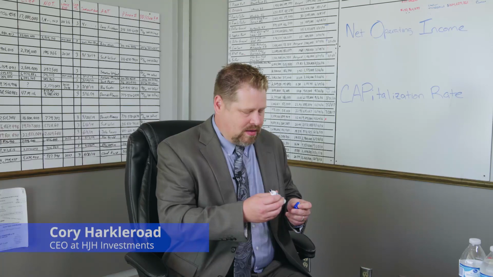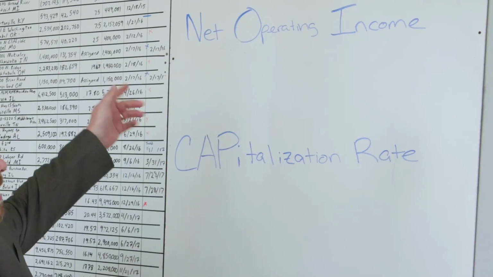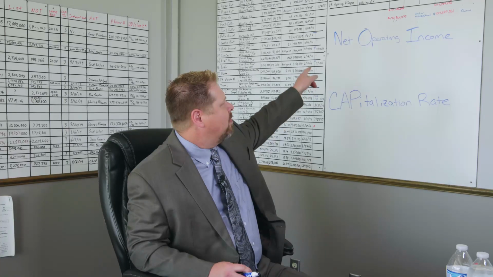Before you watch the other videos that come up, I want to introduce a couple of concepts to you that you'll need to understand in order to understand how we do business. Those are net operating income and capitalization rate, abbreviated by NOI or cap rate, either one.